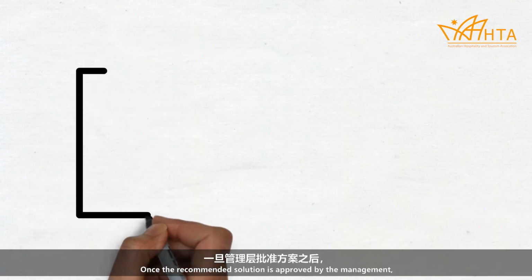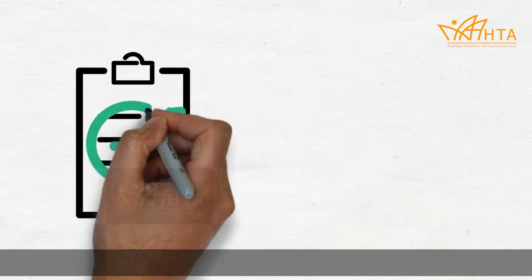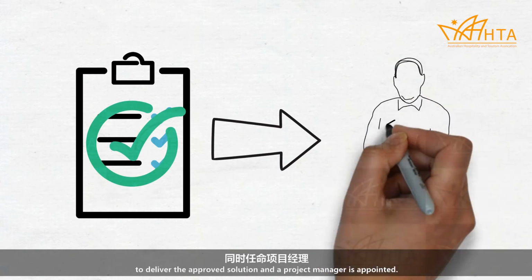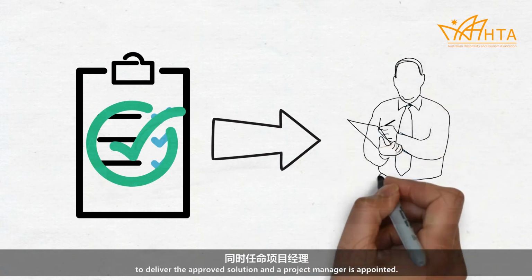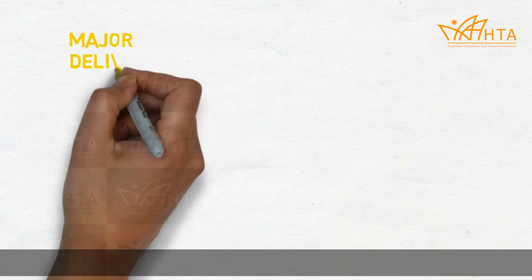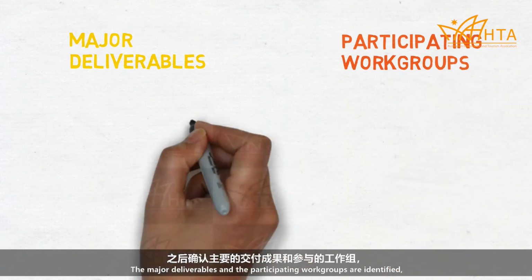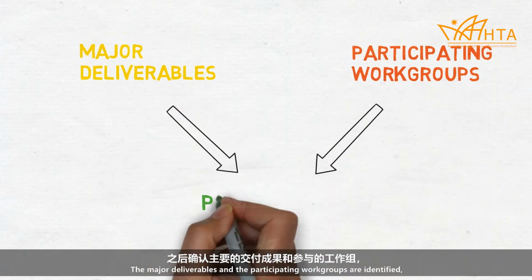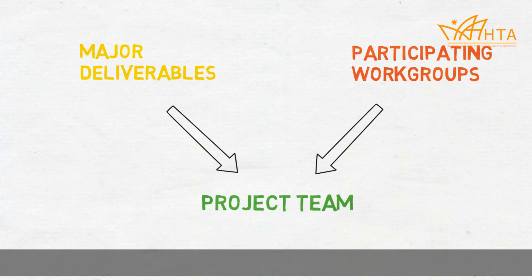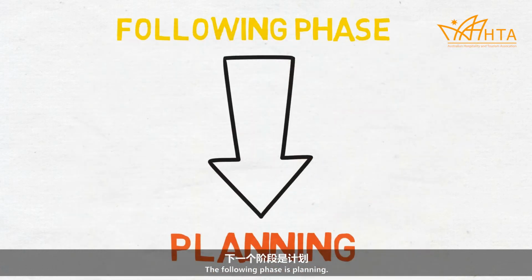Once the recommended solution is provided by the management, a project is initiated to deliver the approved solution, and a project manager is appointed. The major deliverables and the participating work groups are identified, and the project teams begin to take shape. The following phase is planning.